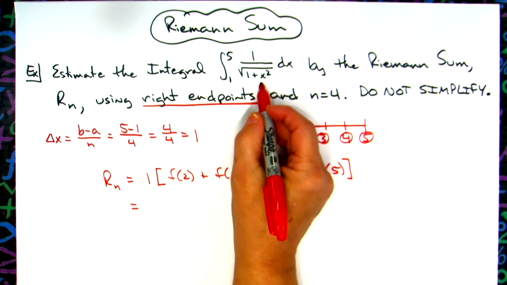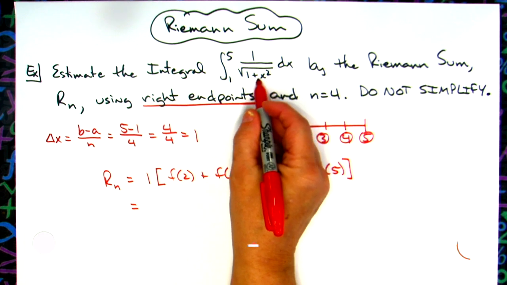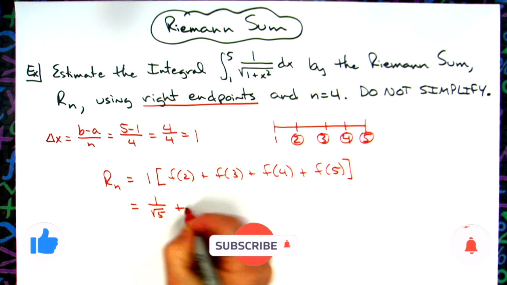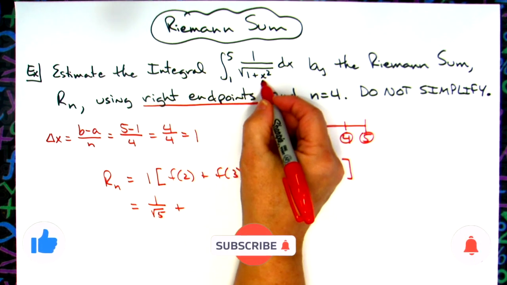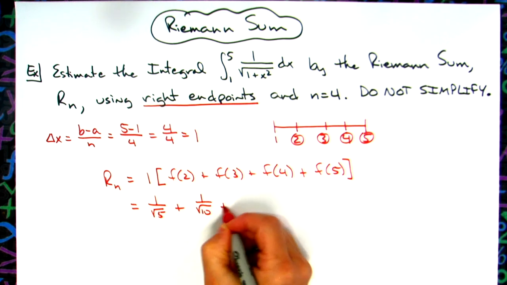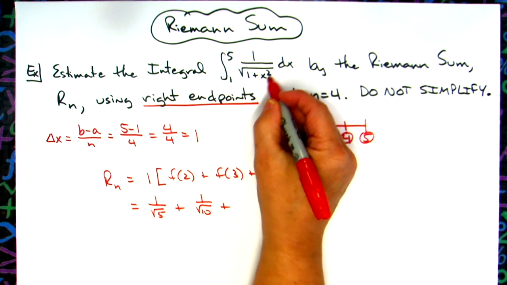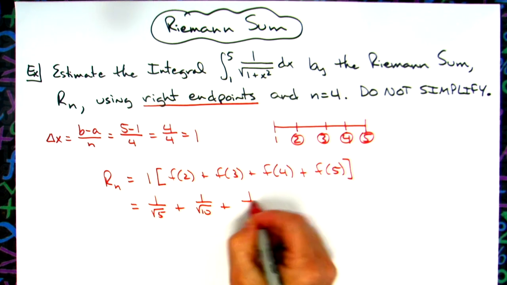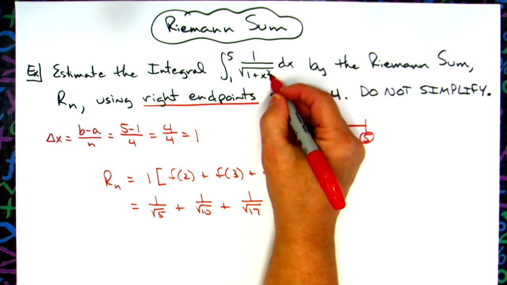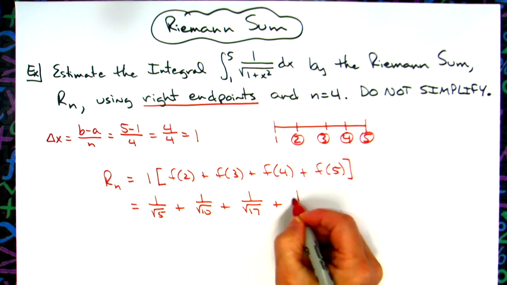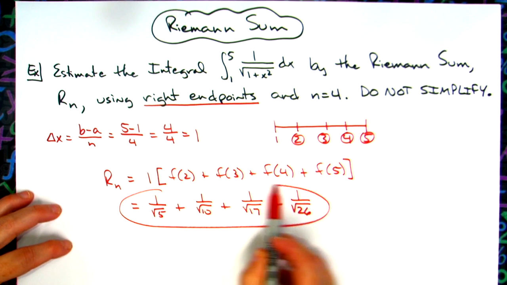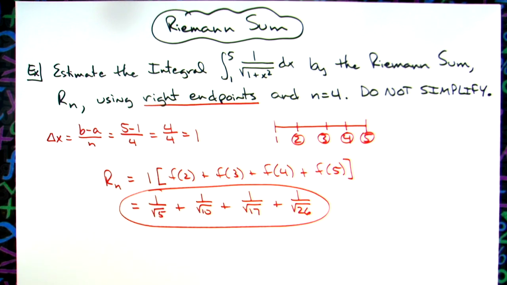Now if I don't want to simplify, all I'm going to do here is take 2 and plug it into my function. That's going to be 2 squared is 4, plus 1 more is 5. So then I'm going to have a 1 over the square root of 5. Plug in the 3. That's going to be 9 plus 1 more is 10. So 1 over square root of 10, plus taking 4 and plugging it in. That'll be 16 plus 1 more is 17. So 1 over square root of 17. And then taking 5, plugging it in, 5 squared is 25, plus 1 more is going to be 26. So 1 over the square root of 26. So not simplifying that, just leaving that as the actual sum there.